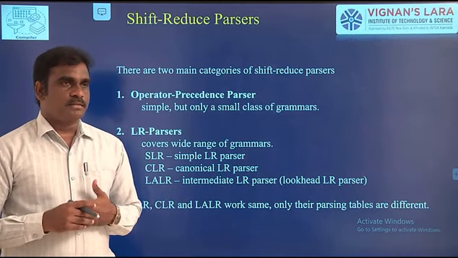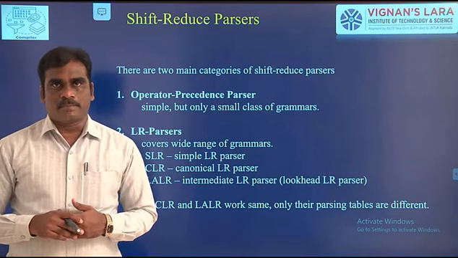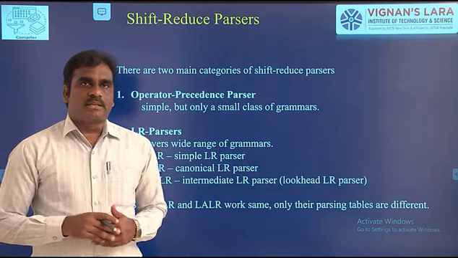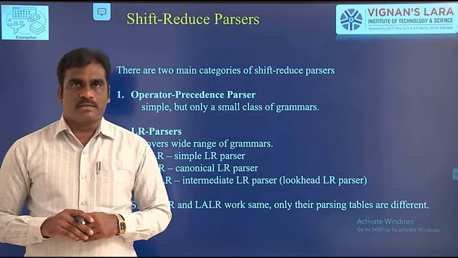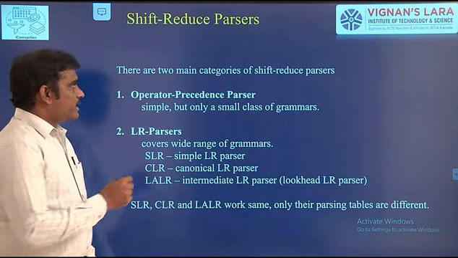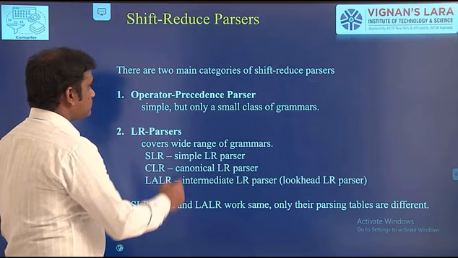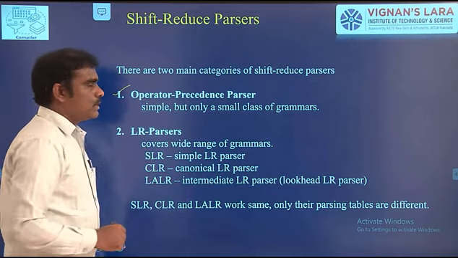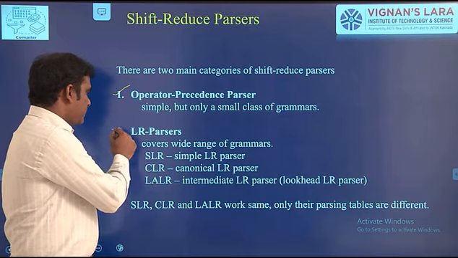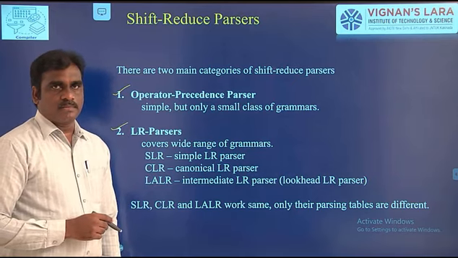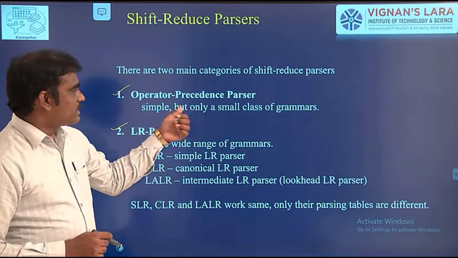In the previous class, we discussed the shift reduce parser. Now, in this class, I am going to explain the types of shift reduce parser. In total there are two types. One is the operator precedence parser, and the second one is the LR parsers. So the first one is the operator precedence parser.